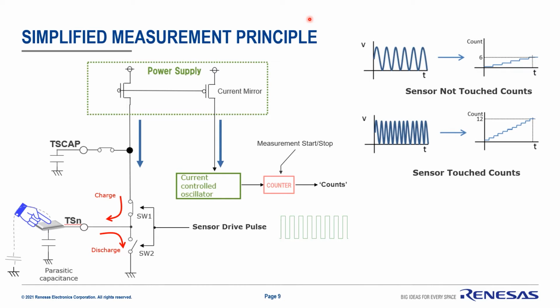This increase of current is mirrored to the current control oscillator, and it will cause a frequency increase. This frequency change causes the number of pulses measured over the same fixed period of time to increase. And it is how a change in capacitance is measured in our IP.